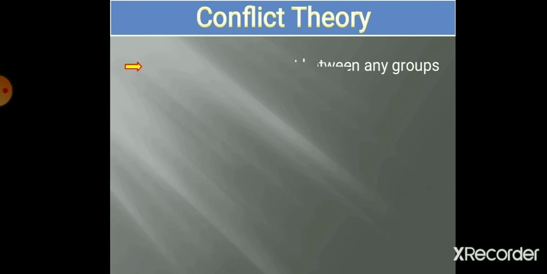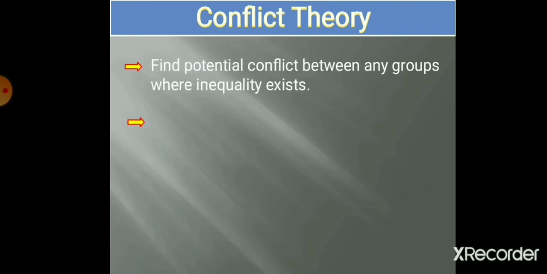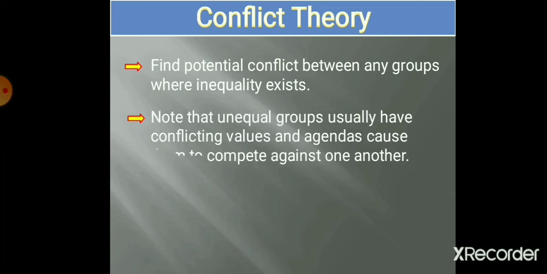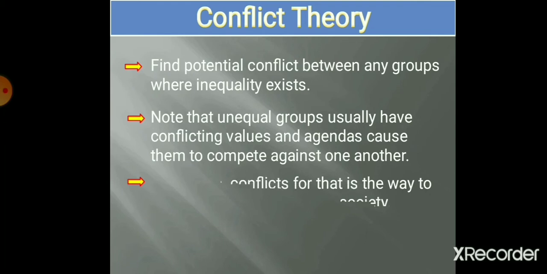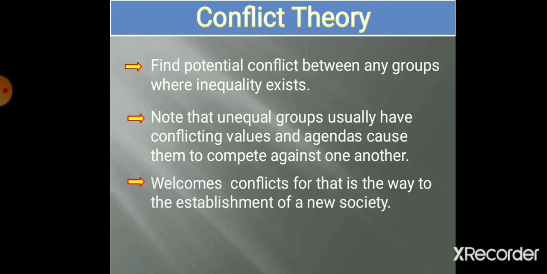And the next theory is conflict theory. According to this theory, there are always two opposing sides in a conflict situation. In this theory also, people take sides between maintaining the status quo and introducing change, then arrive at an agreement. It also finds potential conflict between any groups where inequality exists, like racial, gender, religious, political, economic, and many more.